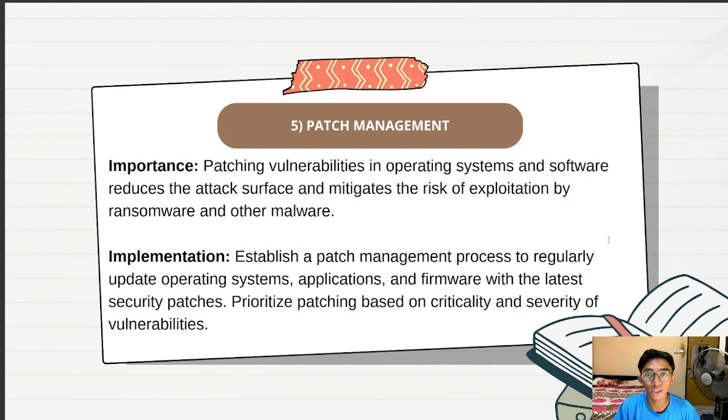And next is patch management. Importance: patching vulnerabilities in operating systems and software reduces the attack surface and mitigates the risk of exploitation by ransomware and other malware. Implementation: establish a patch management process to regularly update operating systems, applications, and firmware with the latest security patches. Prioritize patching based on criticality and severity of vulnerabilities.